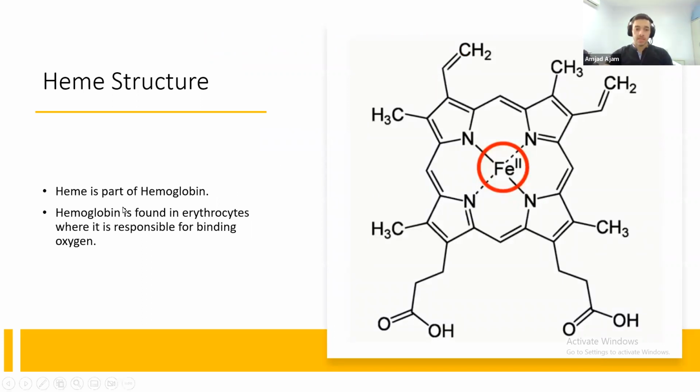So what is heme? Heme is part of hemoglobin. You know that hemoglobin is a part of the RBC, so the hemoglobin is found in erythrocytes, the RBCs, where it's responsible for binding oxygen. Specifically, the iron in the heme structure, in the hemoglobin, is the one that will attach oxygen and transfer it in our body. So we have RBC. Within the RBC, we have something called hemoglobin. Heme is part of hemoglobin, and the iron in that heme will bind to the oxygen.